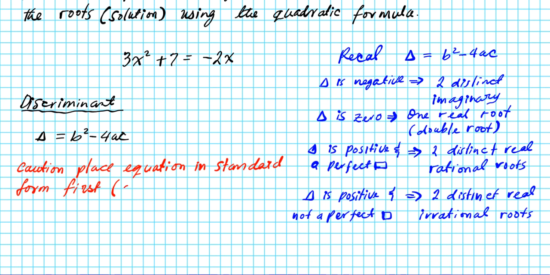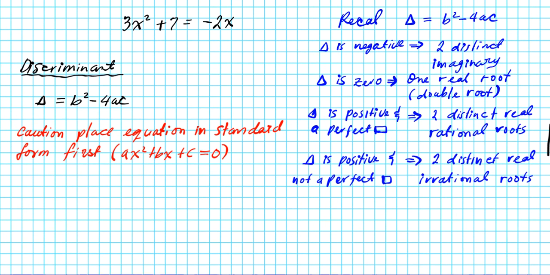Standard form is ax squared plus bx plus c equals 0. You're basically setting the equation equal to 0 with the terms in descending order of degrees. Okay, so this must be done first before you determine what a, b, and c are when computing the discriminant and also the solution of the quadratic equation using the quadratic formula.